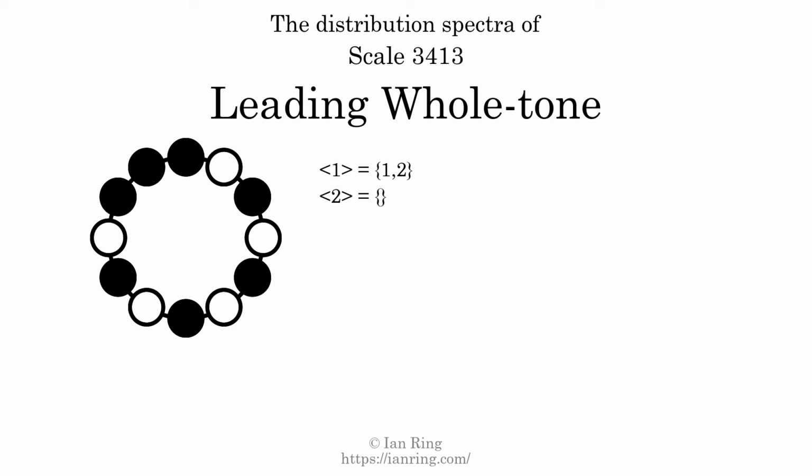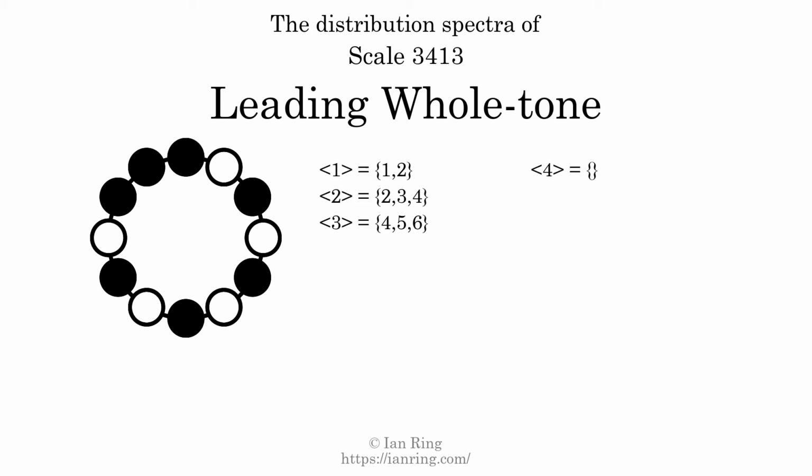The generic interval of two scale steps comes in three different specific interval sizes. 2 semitones, 3 semitones, and 4 semitones. The spectrum width of this generic interval is 2. The generic interval of 3 scale steps comes in three different specific interval sizes. 4 semitones, 5 semitones, and 6 semitones. The spectrum width of this generic interval is 2.